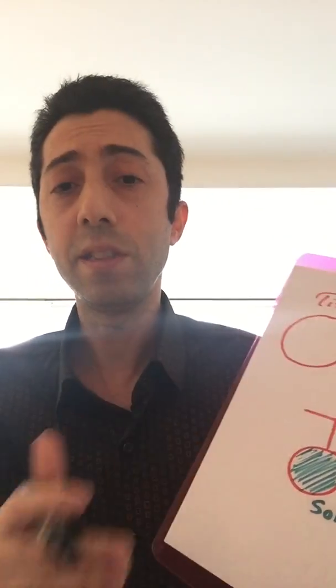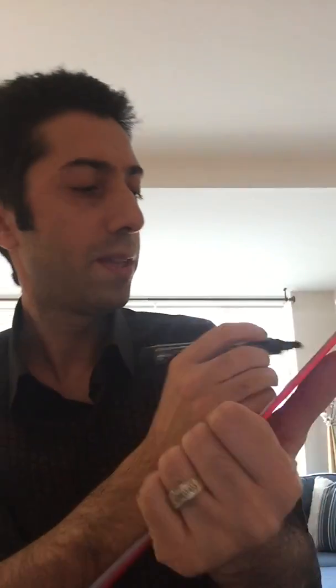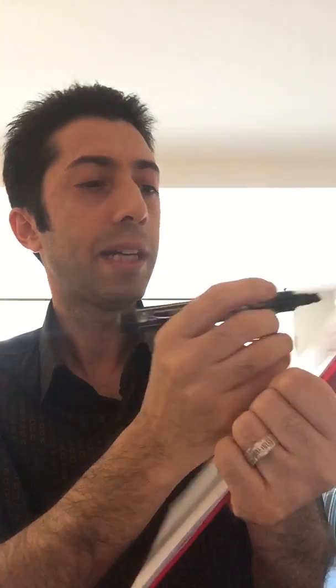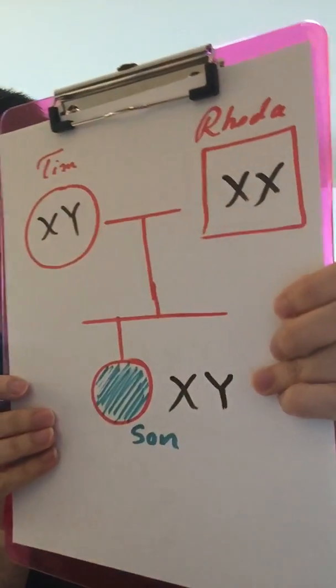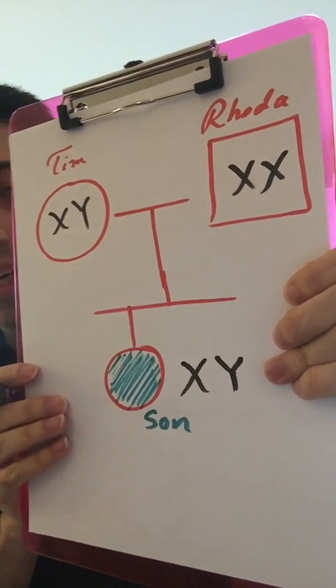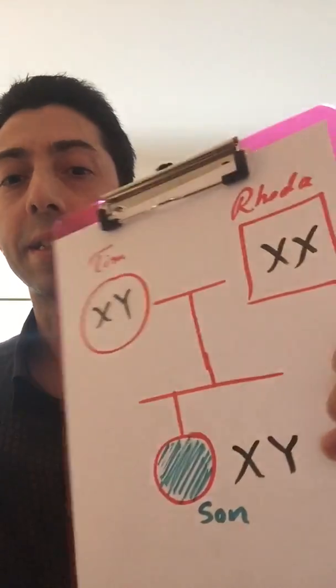Okay. So let's write down some material. There are different methods and strategies some teachers use. I prefer, for X-linked or sex-linked diseases, specifically in AP Biology, where we talk about X-linked, not Y-linked, to write the X and Y on the pedigree to make it clearer and easier. So Tim is XY and Rhoda is XX and the son is XY. And so it's recessively inherited.